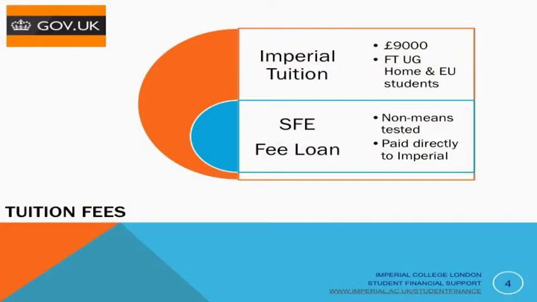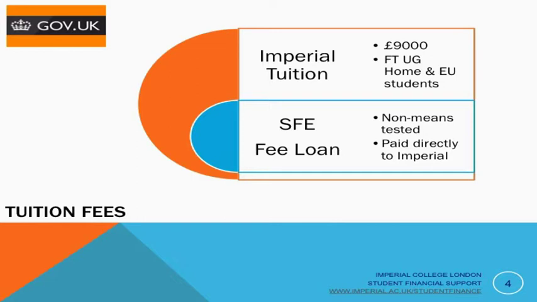I should say that this presentation is also available on the web, so if you wanted to have a look at it afterwards, you'll be able to see it. Tuition fees at Imperial College are £9,000, and that is for full-time undergraduate home and EU students. But for that, you can take out a tuition fee loan through Student Finance England.